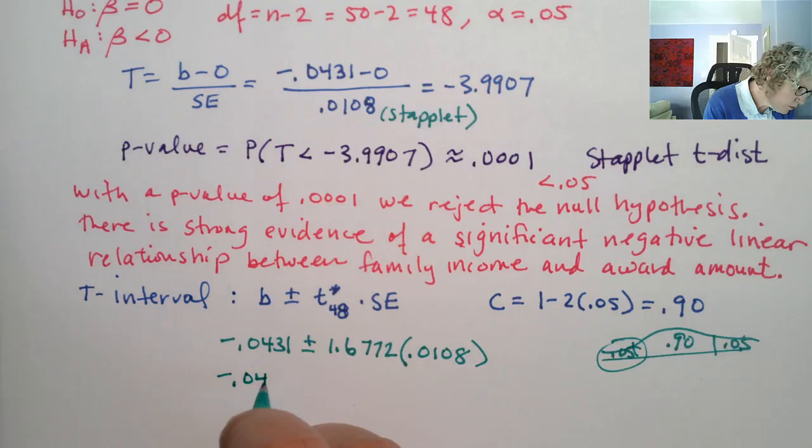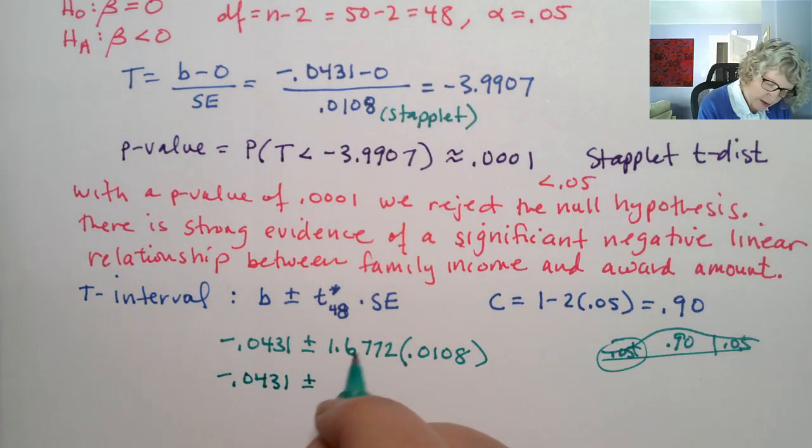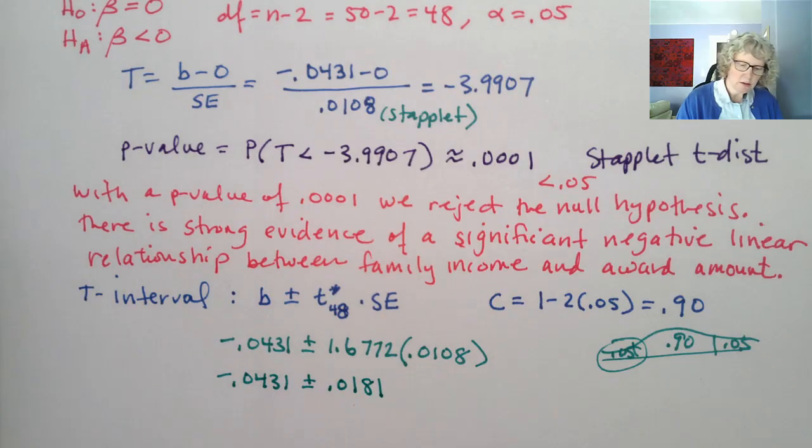Negative 0.0431 plus or minus 0.0181. Okay. Interesting, I got a slightly different answer when I did it before, but I think this one is correct.